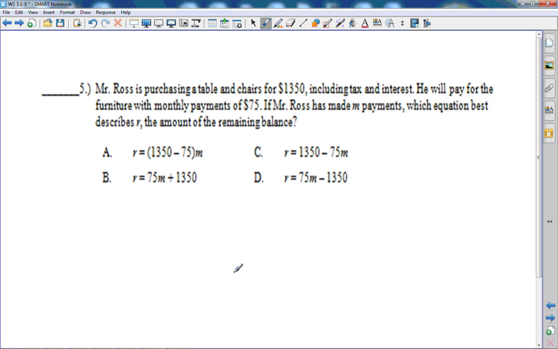Okay, again, you can pause the video if you've not done this already. Mr. Ross is purchasing a table and chairs for $1,350, including tax and interest. He will pay for the furniture with monthly payments of $75. If Mr. Ross makes M payments, which equation best describes R, the remaining balance?